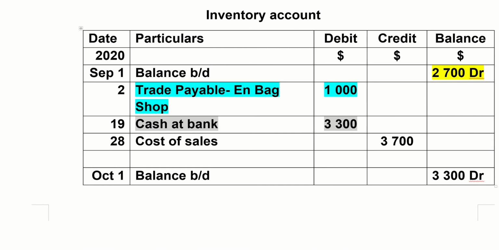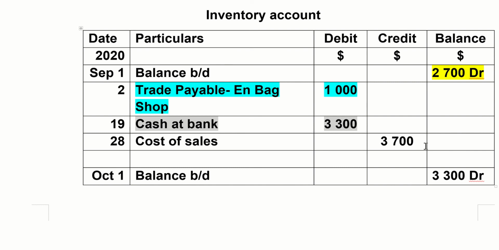check. All right, 3,300, and that's why you have inventory account increased by 3,300, and you paid by cash at bank. Now the next account that we are recording is the cost of sales. So the cost of sales will reduce your inventory account. Inventory account will go down. So inventory account will minus 3700.